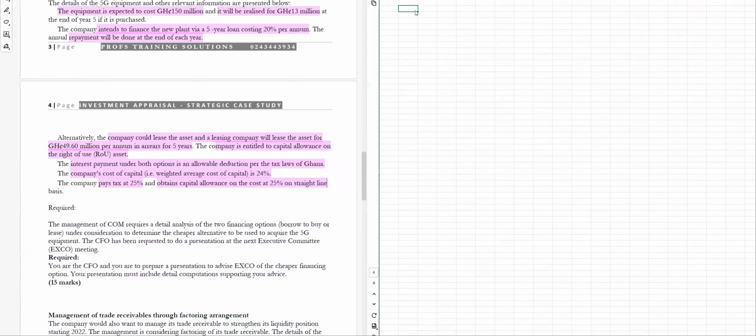Let's start with what? The buy option. Okay, so when I'm doing questions in exam, what I usually do is I lay out my cash flows. So I just say let, and then I bring one, the initial capital outlay, so the initial investment that we need. They said the initial investment is what? Is 150 million. I am working in thousands.